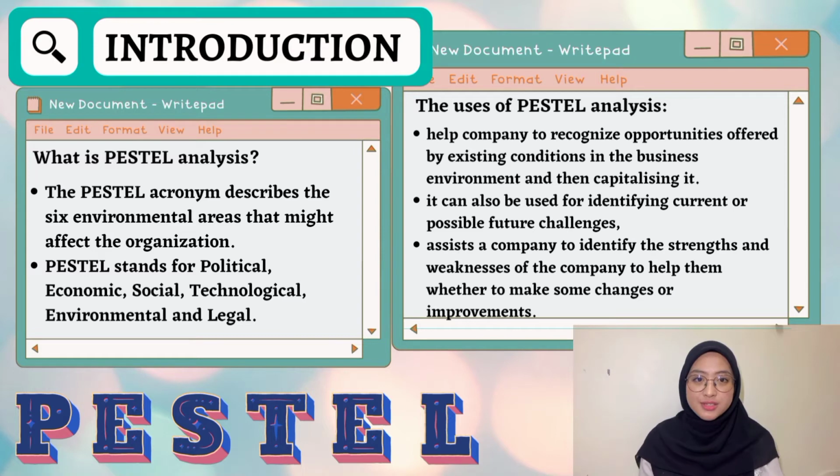What are the uses of PESTEL analysis? First, it helps to recognize opportunities offered by existing conditions in the business environment and then capitalize on them. It can also be used for identifying current or possible future challenges. Other than that, it assists a company in identifying its strengths and weaknesses to help decide whether to make some changes or improvements.